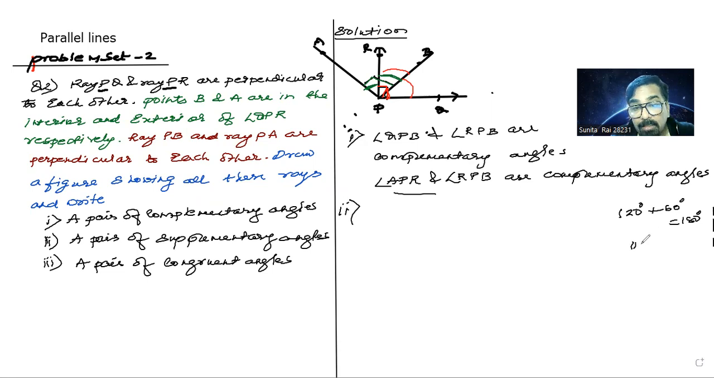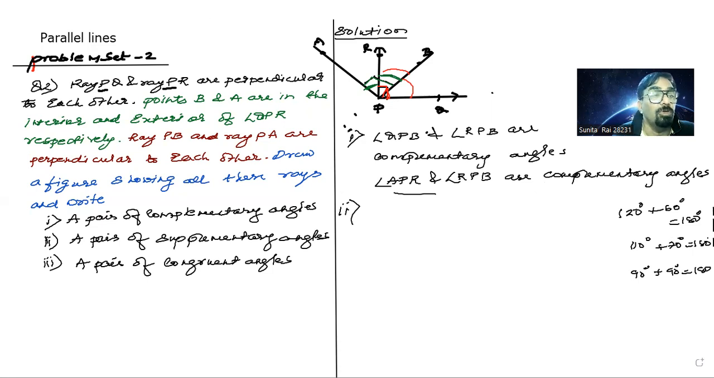You have a 110-degree angle, you have a 70-degree angle. When you add them, you get 180 degrees. I can say they are supplementary angles. You have two 90-degree angles, and when you add them, you get 180 degrees. I can say they are supplementary angles.